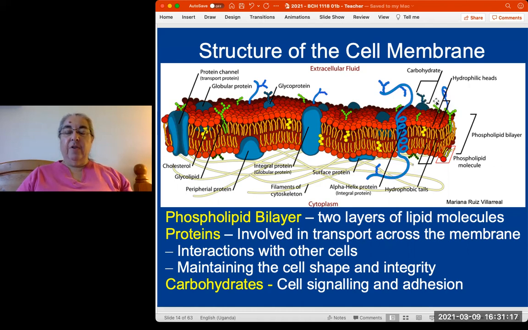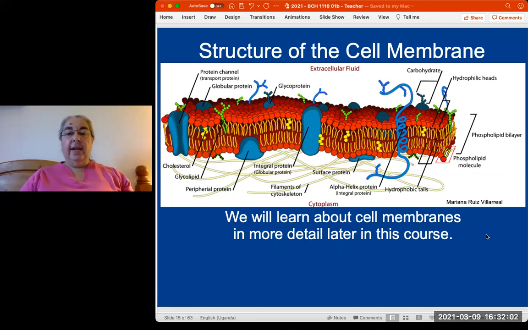These are often involved with interactions with other cells outside the cell, signaling to other cells and also sticking physically to other cells, adhesion, sticking together. On the inside of the cytoplasmic membrane, we can see the cytoskeleton, which is made up of proteins and helps to give the cell its shape. So there's a layer of cytoskeleton just under the cell membrane. We'll be looking in detail at the cell membrane in a few lectures' time.